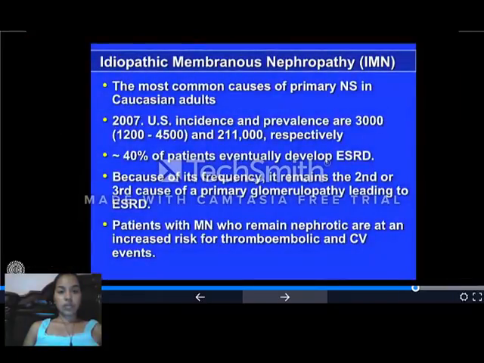Membranous nephropathy is a common glomerular disease. It's the most common cause of nephrotic syndrome in the Caucasian population, and because of the severity of nephrotic syndrome in patients who do not go into remission, there is a tendency to progress to damage resulting in end-stage renal disease, and 40% of those patients will need either dialysis or transplantation long term.